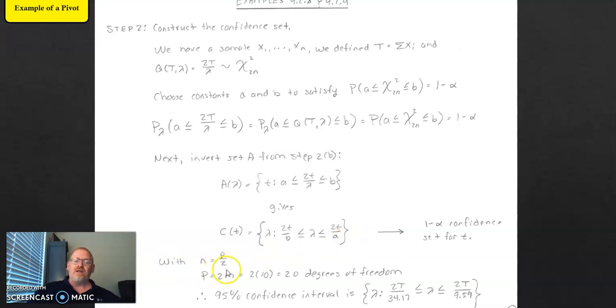Now, noting that n is equal to p over 2, p is the degrees of freedom here. So if we use an example, as the book does, of n equals 10, that's going to produce 20 degrees of freedom. If you look up a chi-squared distribution with 20 degrees of freedom and a 95% confidence interval, you're going to be between the values of 2t over 34.17 and 2t over 9.59. And that's really how you set up your confidence interval.